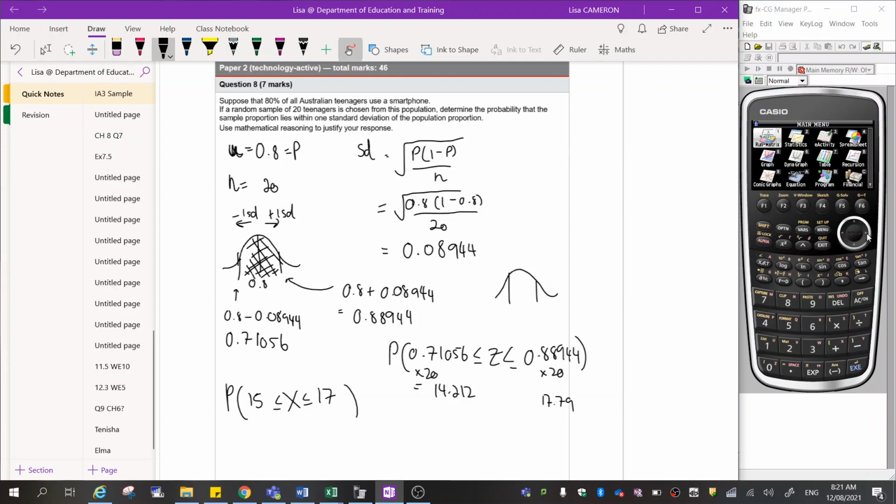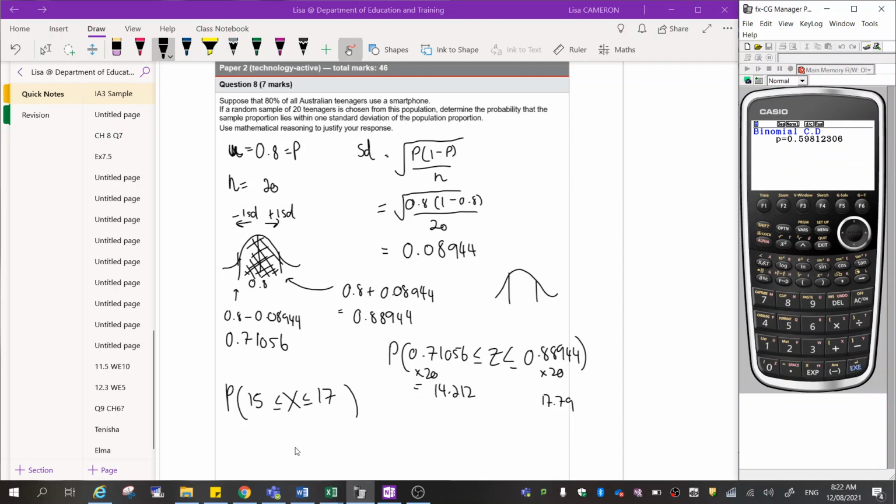So when we start doing that, that means that we're going to go over to our statistics button, distribution, binomial, BCD. Our lower is going to be 15. Our upper is going to be 17. We're doing 20 trials, and the probability is 0.8. There you go. So we find out that the probability of this is equal to 0.598 or 59.8%. Okay, so that is the probability that the sample proportion lies within one standard deviation of the population proportion.